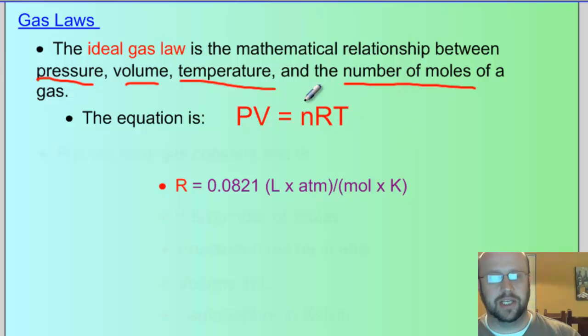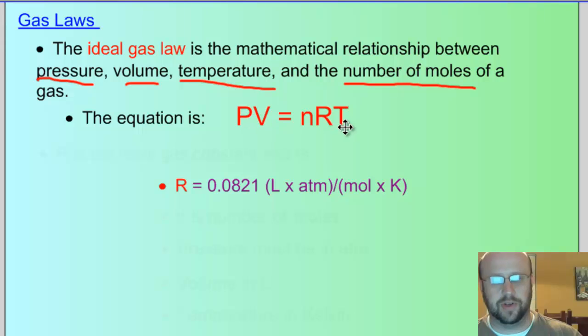PV equals nRT has pressure, volume, temperature, just like the combined gas law did. But it's also got number of moles. The second thing you should notice is that there are no subscripts here. There's no P1, V1, T1 or T2 or any of that stuff. That's because we're not talking about a change in conditions. We're talking about a static situation. There's something going on at this moment, and we're going to measure it under these conditions, and that's the ideal gas law. So really the best way to do these is just to work out some of the problems.